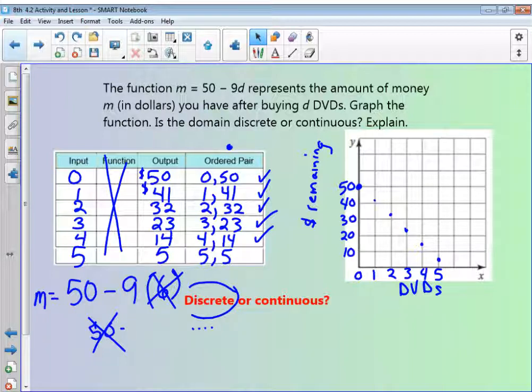Good luck. Keep plugging away and just remember that if you can't buy a partial of something, then that would be discrete. If you could do a partial of whatever is stated, then that would be continuous.